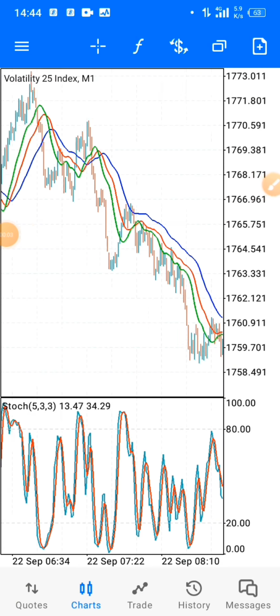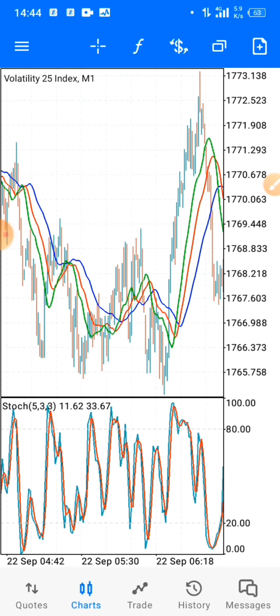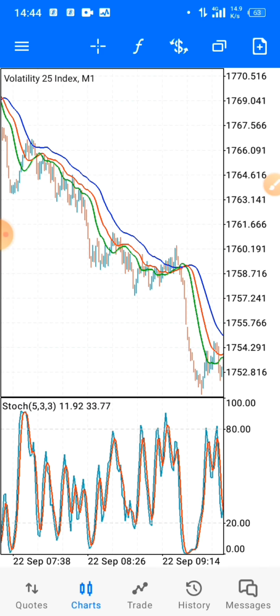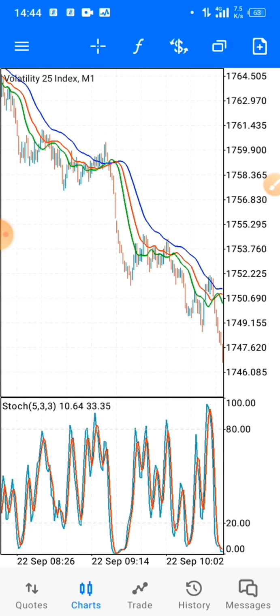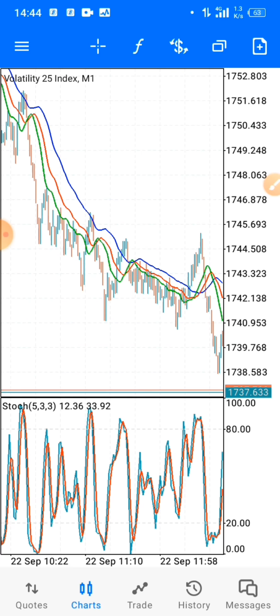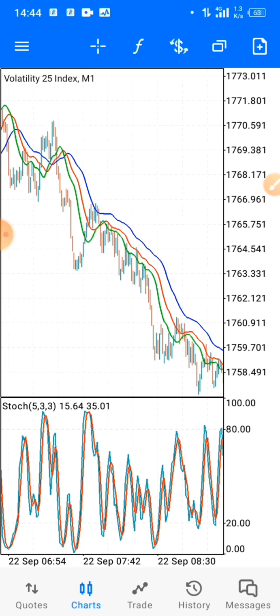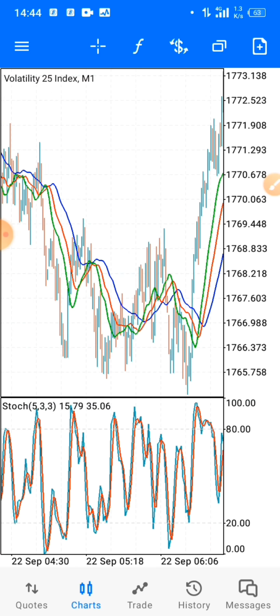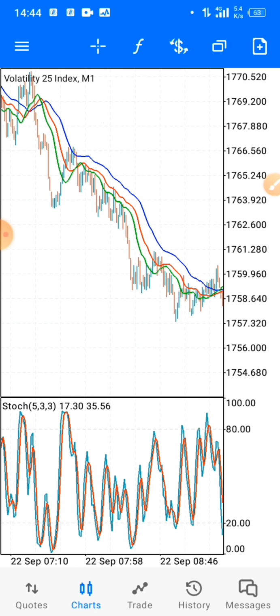Today I'm back again with another strategy that we're going to be using to trade indices. We're going to be scalping indices, with the strategy depending on the time frame that we'll be using. It's a simple strategy that uses the stochastic oscillator and the alligator oscillator.